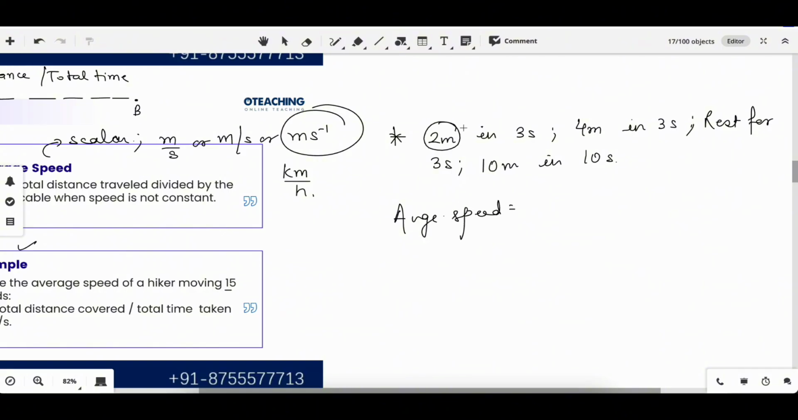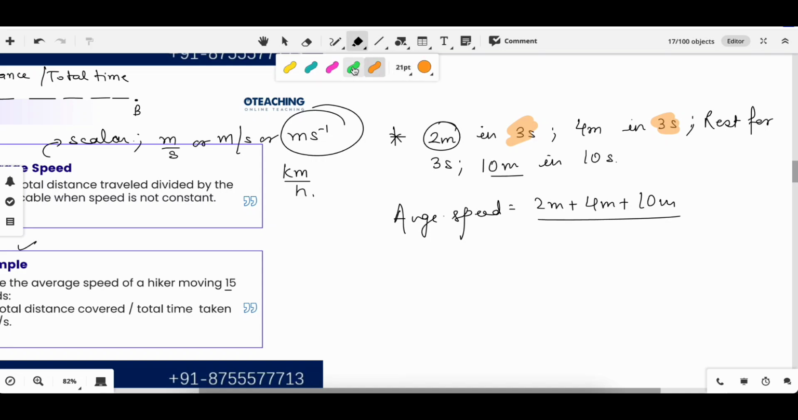Total distance. What is the total distance? 2 meters, plus the next is 4 meters, then the 10 meters, divided by the total time. What is the total time? 3 seconds, 3 seconds. Now the question comes up, would you count these 3 seconds or not? Please do comment yes or no. Yes, we will count these 3 seconds. Here the body is at rest. It is not that the timer has been stopped. Time is already elapsing here. So we will count this.